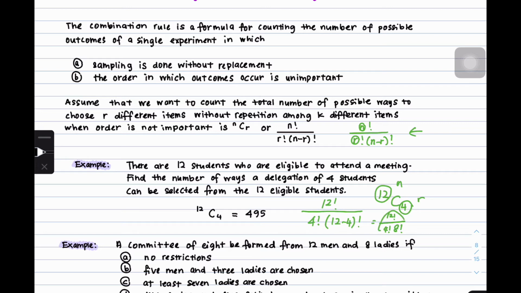So you can use calculator as well, ataupun you boleh directly tekan calculator 12 choose 4. And you will get 495 ways. Maksudnya kita boleh pilih 495 cara untuk kita pilih 4 orang daripada 12 orang untuk pergi ke meeting tersebut.